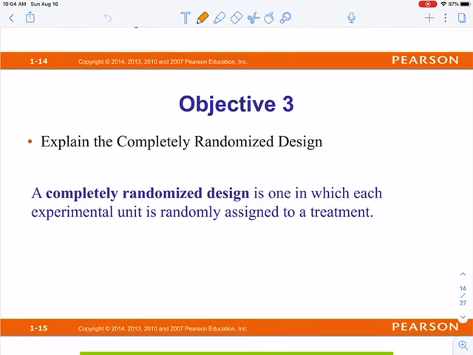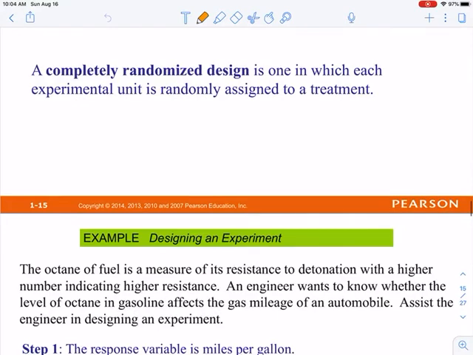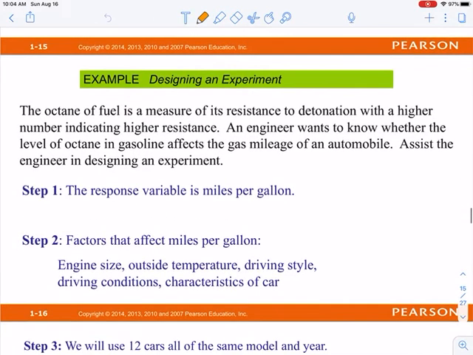Okay, and our objective number 3 is to explain the completely randomized design. A completely randomized design is one in which the experimental unit is randomly assigned to a treatment. Okay, so let's take a look at an example now.